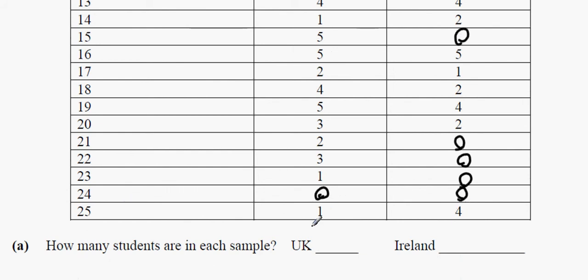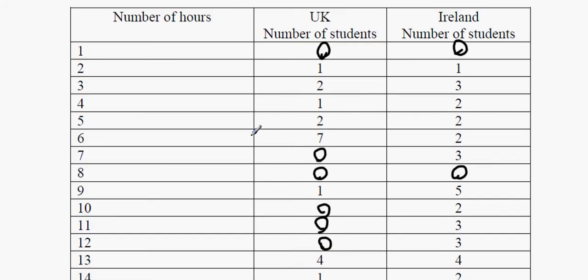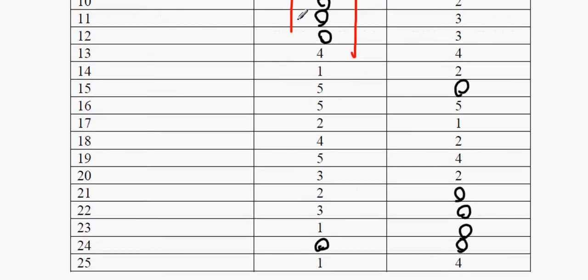How many students are there in each sample? To get the students in each sample, we've got to add up all the numbers. So for the UK, we've got to add up all these numbers in here. So you're just going to get out the calculator and add them all up, okay? So here's what we do. We're just going to add all of these up, okay?